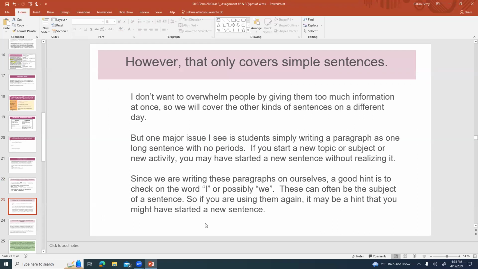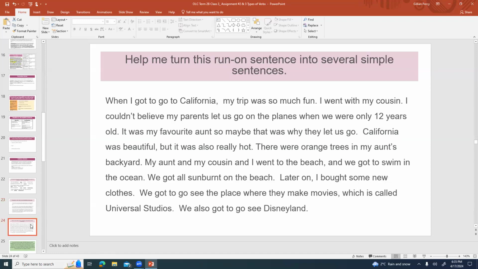One major issue I see when people are writing me paragraphs is they try and write the entire paragraph, like 10, 15 sentences, and they haven't put any periods there. So if you start a new topic or a new subject, you've probably started a new sentence without realizing it. Since we're writing these paragraphs about ourselves, a good hint is to check on the word I or possibly we. Often, not always, but often it can be a hint that you've started a new sentence. So if you find yourself starting over and telling me about a new thing, it's probably a sign that you need to end the previous sentence with a period before you start your new one.